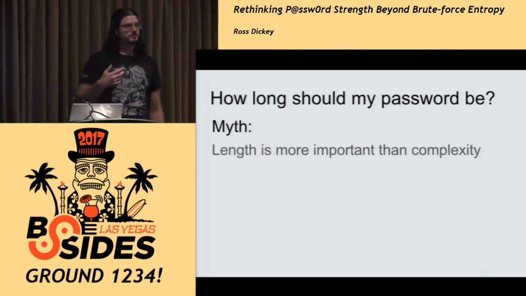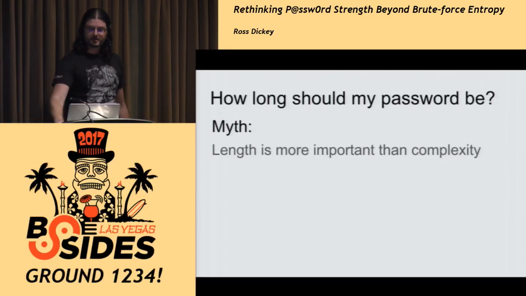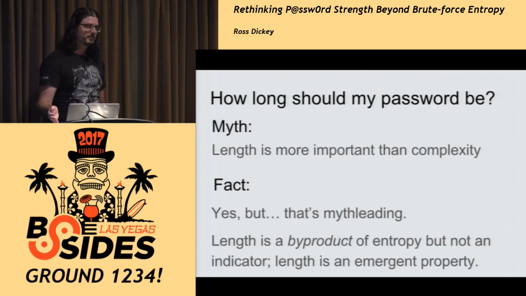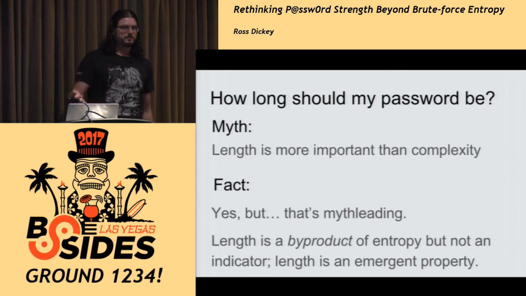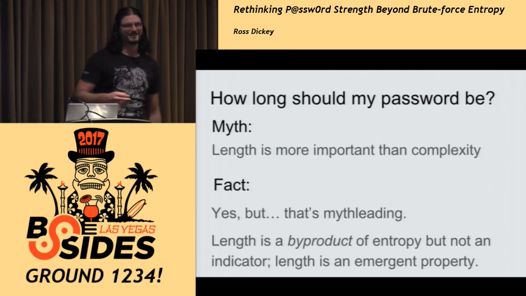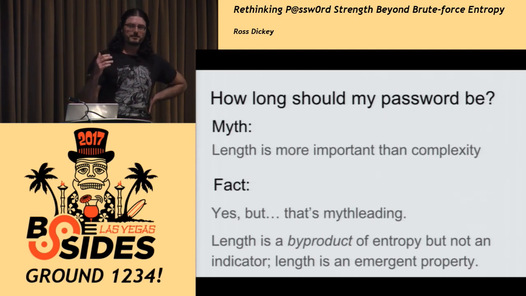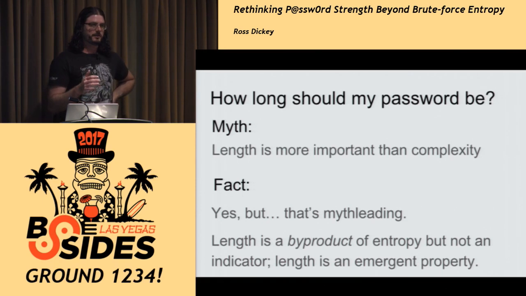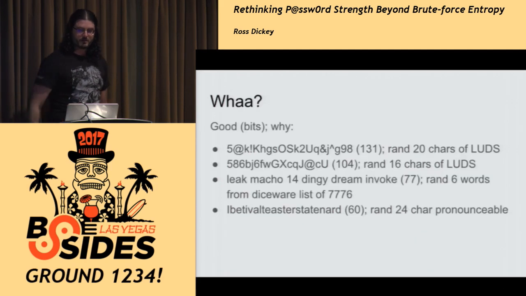I was told that length is more important than complexity, which is not completely false, but it is misleading, right? Sorry, I mispronounced that. So length is an emergent property of entropy. It is not an indicator of how good a password is.